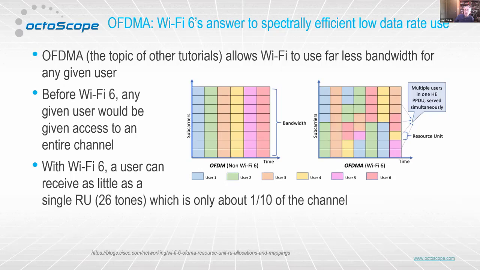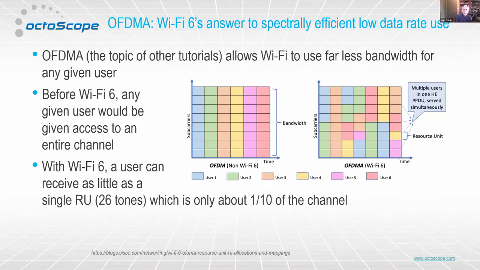But just real quickly, why is OFDMA something that's relevant to IoT? The answer is that it allows Wi-Fi users to use far less bandwidth than otherwise would have been possible. So before Wi-Fi 6, what we were always dealing with was what's represented by this little colored block here on the left-hand side. In this colored block, on the horizontal axis, we have time, and on the vertical axis, we essentially have frequency.